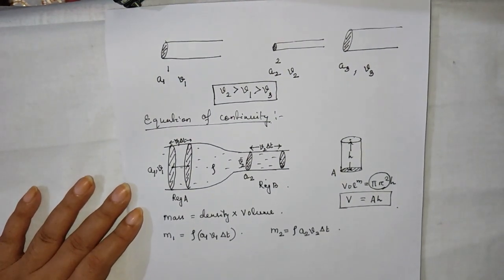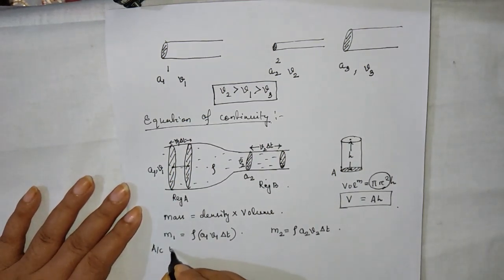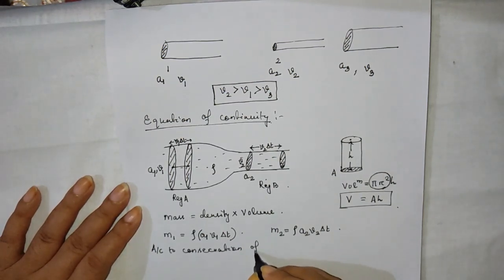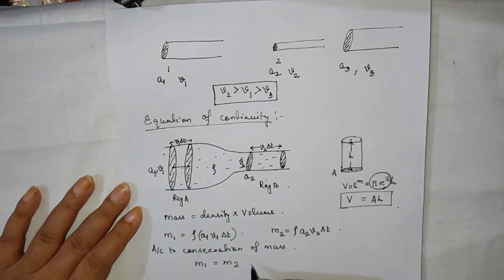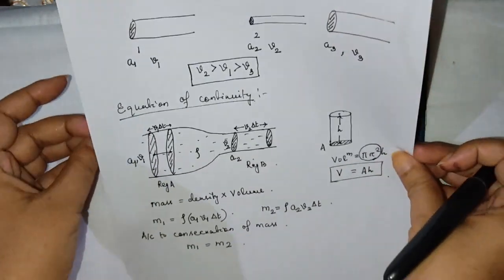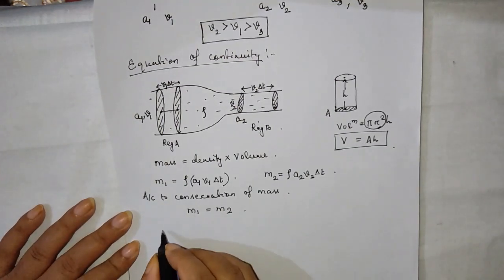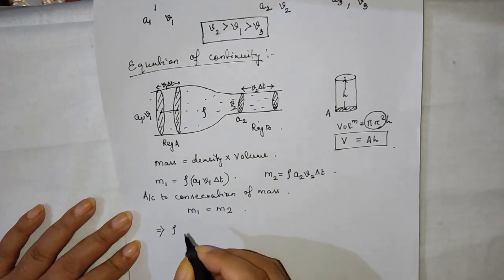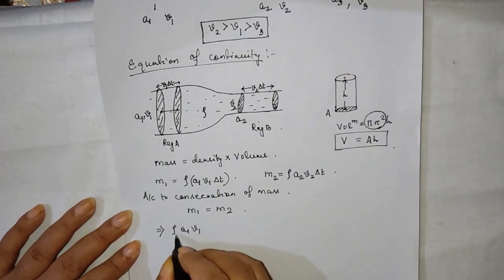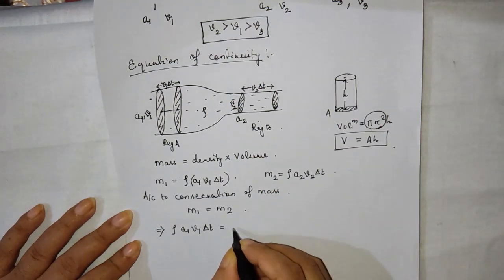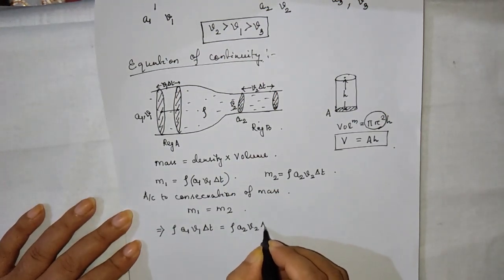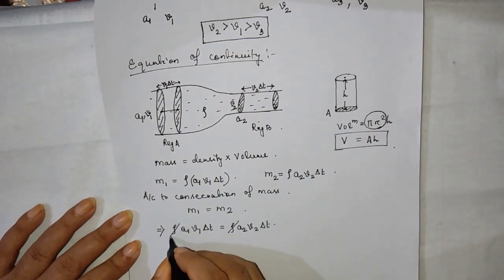Now try to understand, mass is always conserved. So according to conservation of mass, M1 must be equal to M2. This is very important. Let's substitute the values: rho A1 V1 delta t should be equal to rho A2 V2 delta t. So this rho gets cancelled.